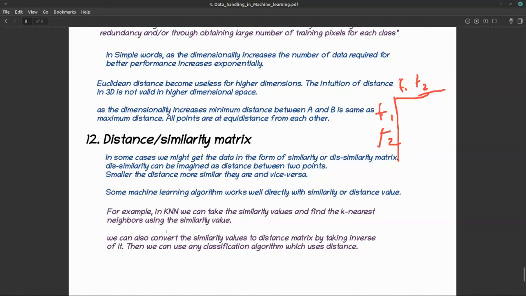If you have a distance matrix, KNN definitely can work, right? Because it needs either similarity or distance. If I have similarity, I can just take one upon similarity and I will get the distance. Once I have distance, I can use KNN, right? So sometimes you will have this kind of data not in tabular form, but in matrix form, similarity matrix form, right?